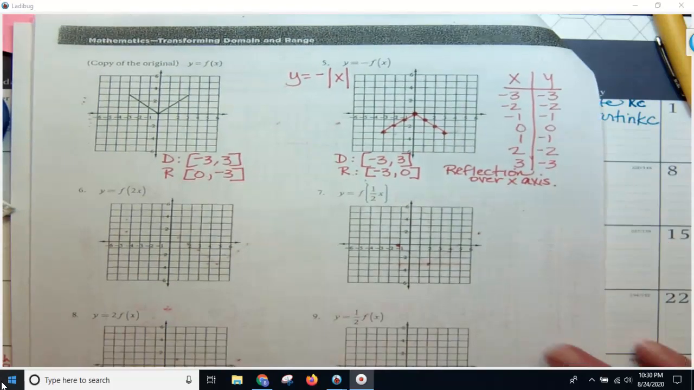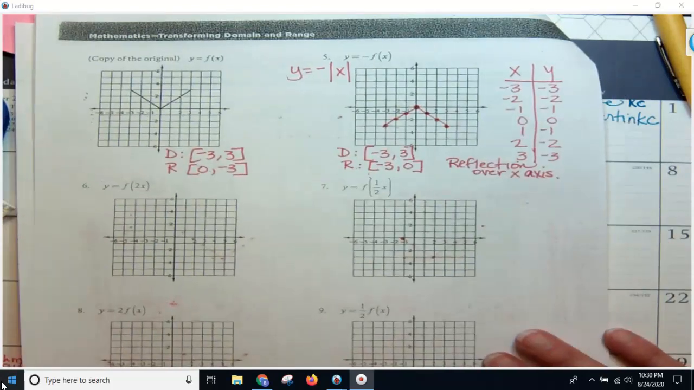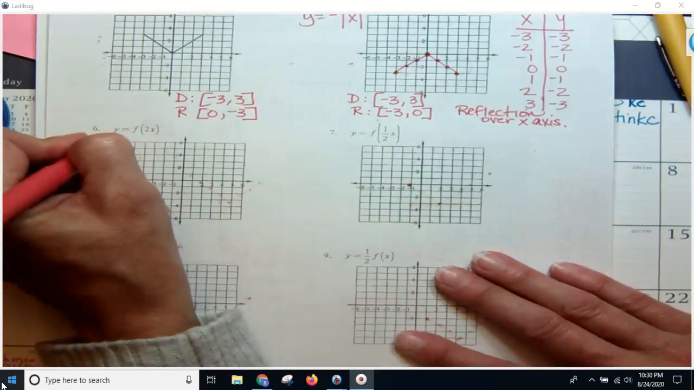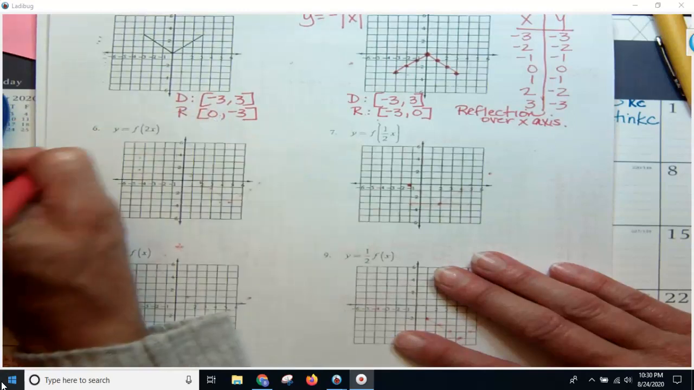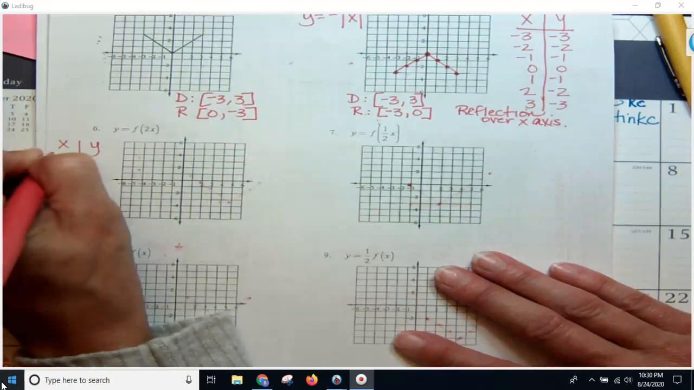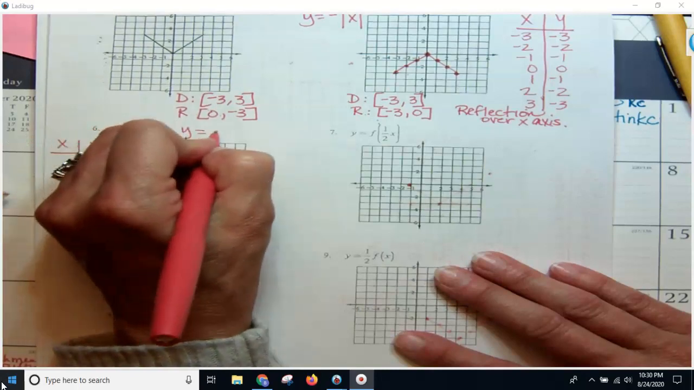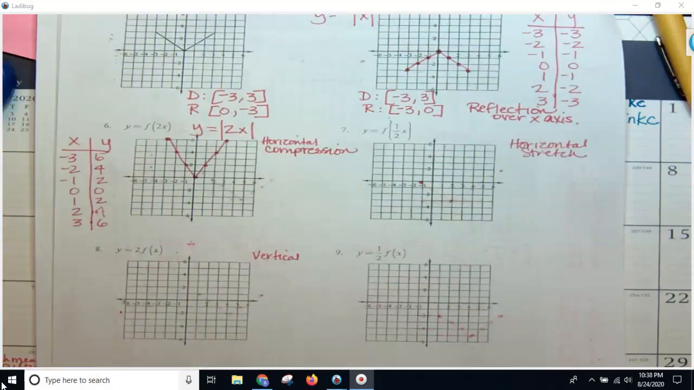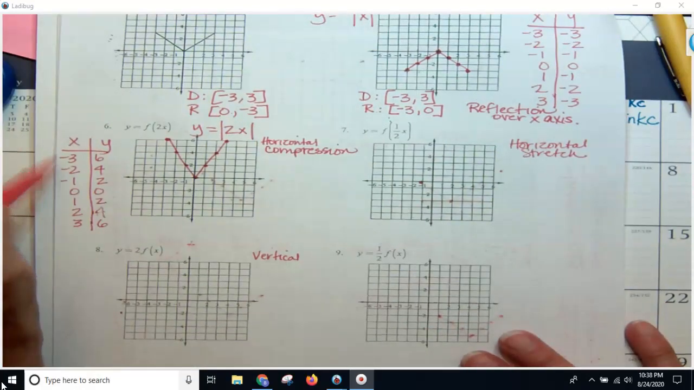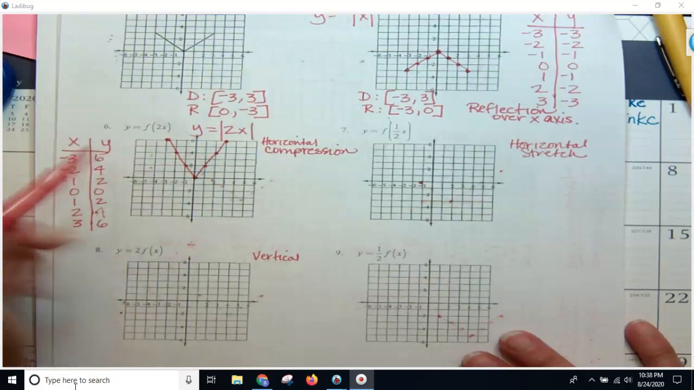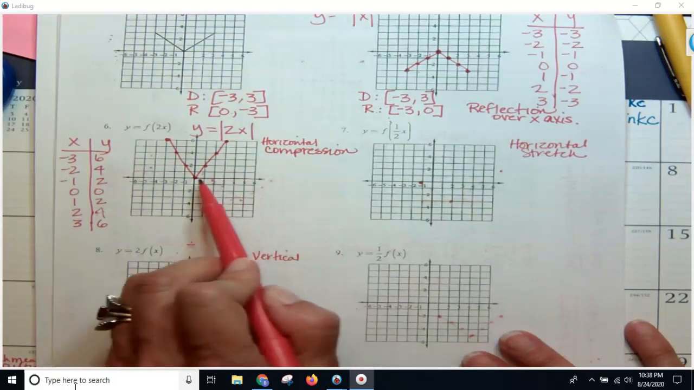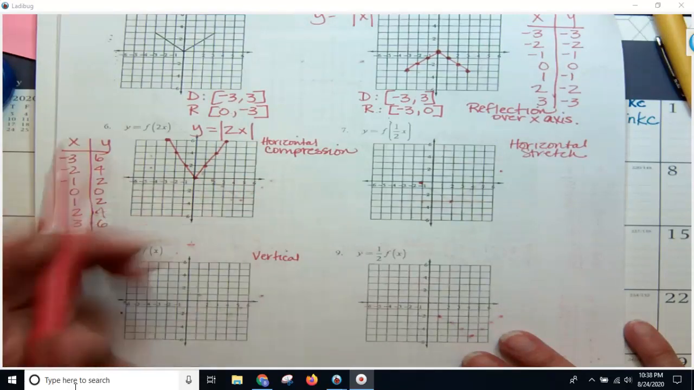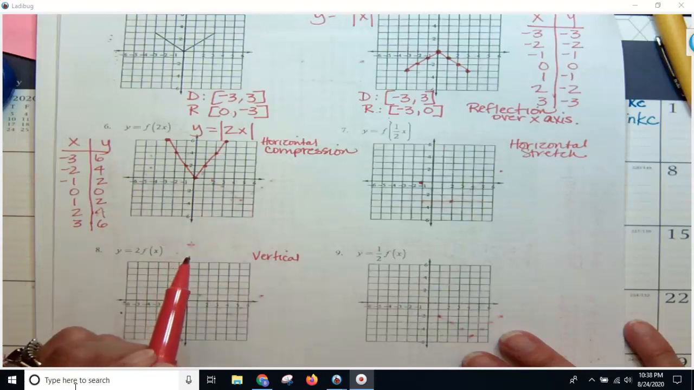All right. Now we're looking at these shifts, these stretches. So we've got f of 2x. So again, go ahead and create your table. This would be the same as y equals the absolute value of 2x. So hopefully you were able to get this table and this graph. This is a horizontal compression because it is horizontally going away from the horizontal axis.